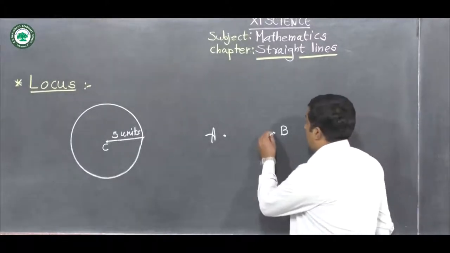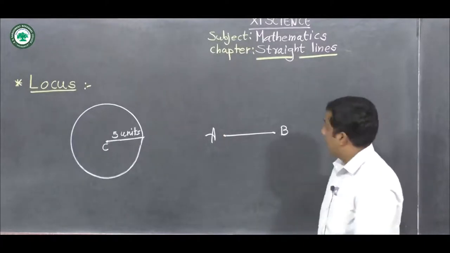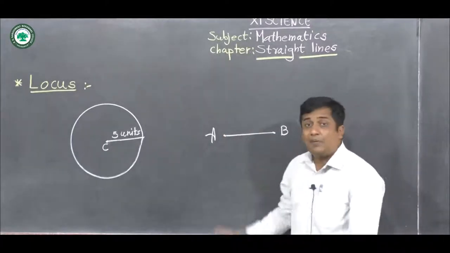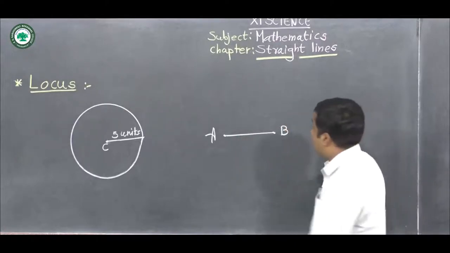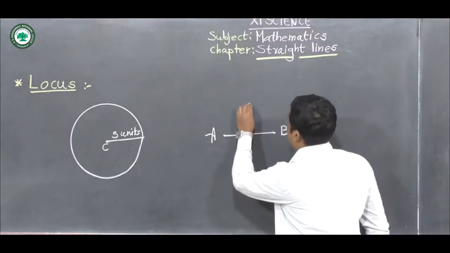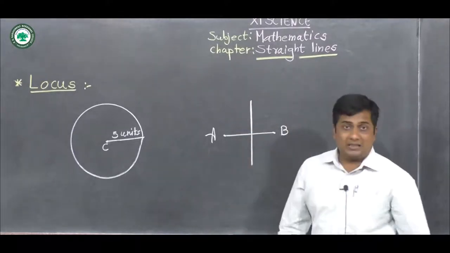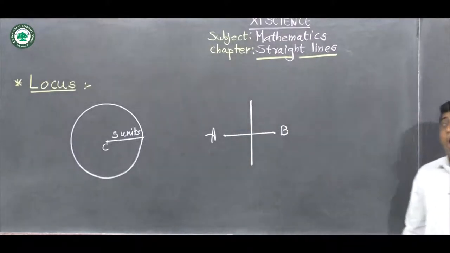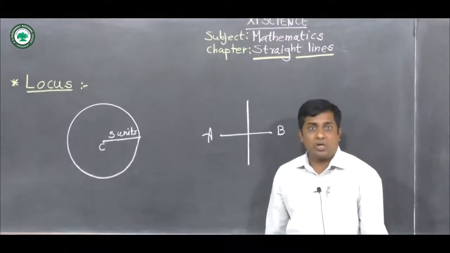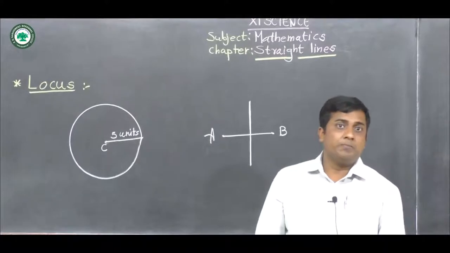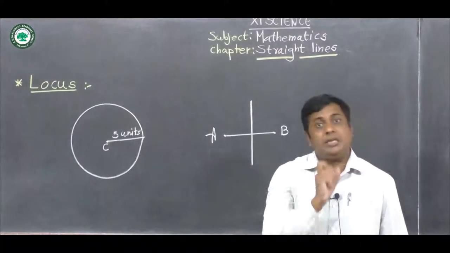So we draw segment AB. Here we consider the points which are equidistant. That is, we consider the bisector of this segment. Your bisector is like this. So every point on this bisector satisfies the condition of the locus. So here we have a geometrical condition.